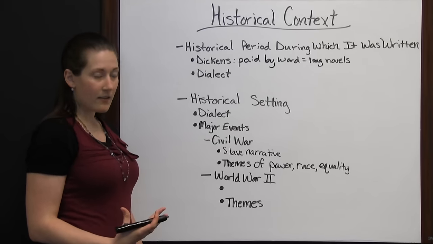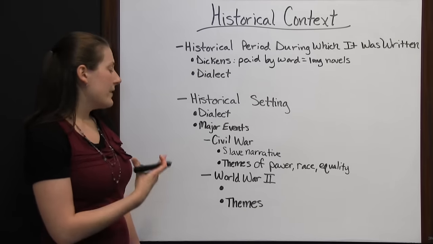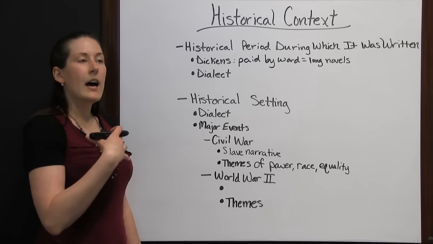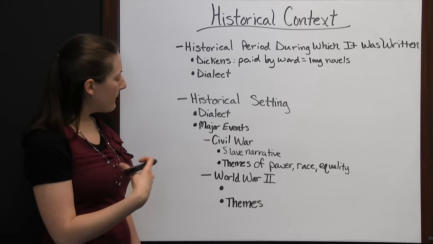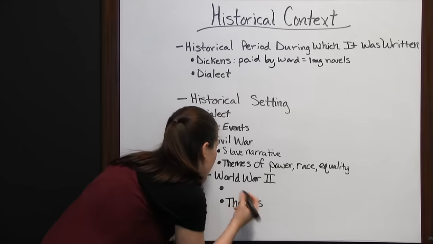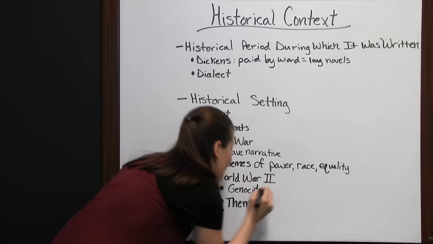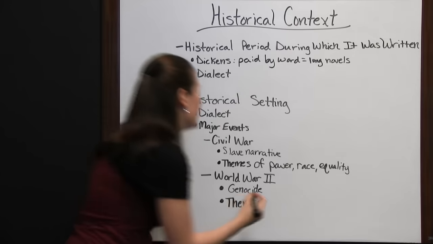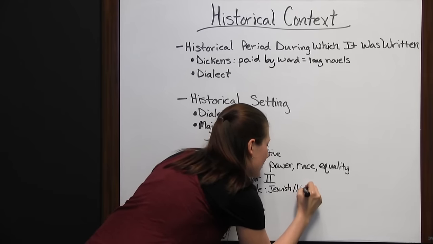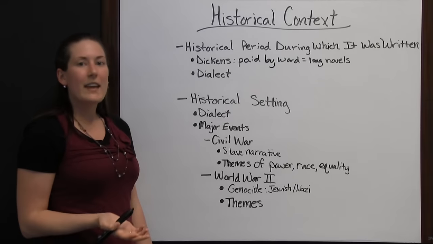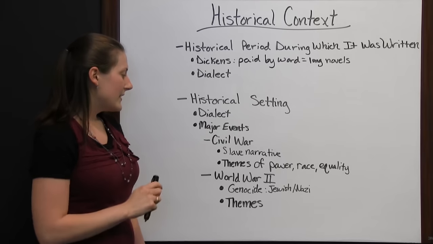There are countless novels based around World War II events, whether it's based in Nazi Germany, whether it's based in America, as people are dealing with what was going on here. But one of the biggest things that you'll see is the topic of genocide, destroying a whole race. So your Jewish Nazi relations, you're going to see a lot of. Anne Frank, very, very popular book, one that most people are going to know about, was based on this.